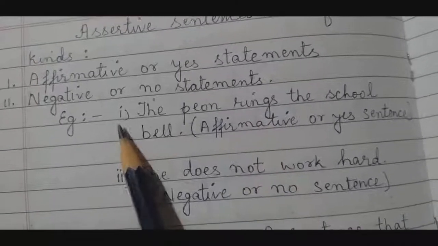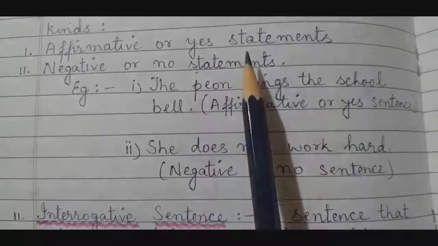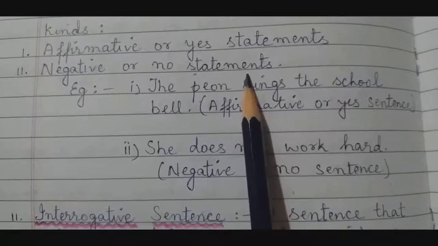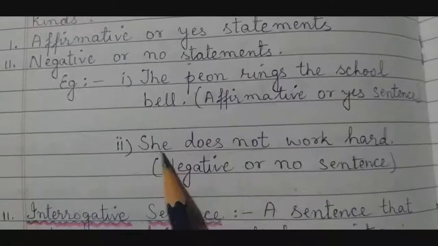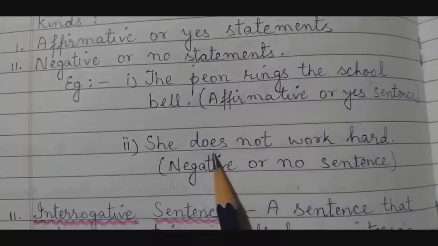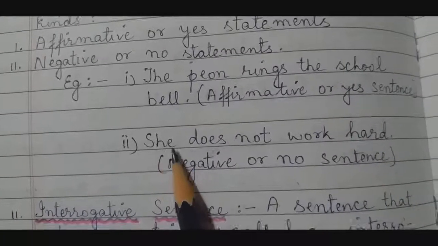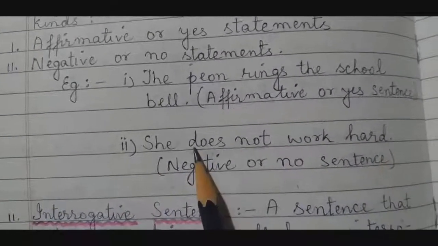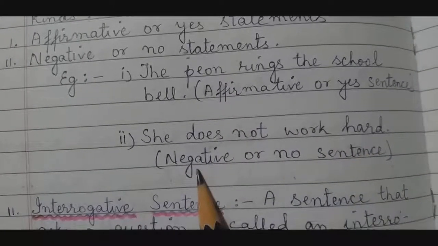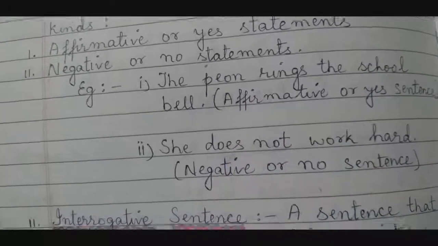And number 2, negative or no statement. This kind of sentence shows negation, that means it denies the fact. Example, she does not work hard. Here, does not shows that it does not agree with the sentence. Does she work hard? No, she does not work hard. So, this sentence is a negative sentence. It was up to here that I taught you in the previous video.